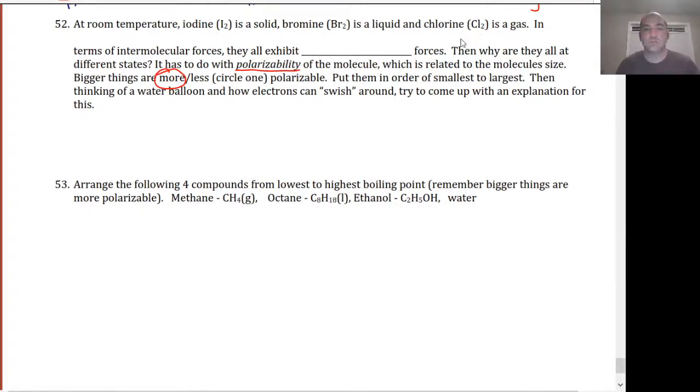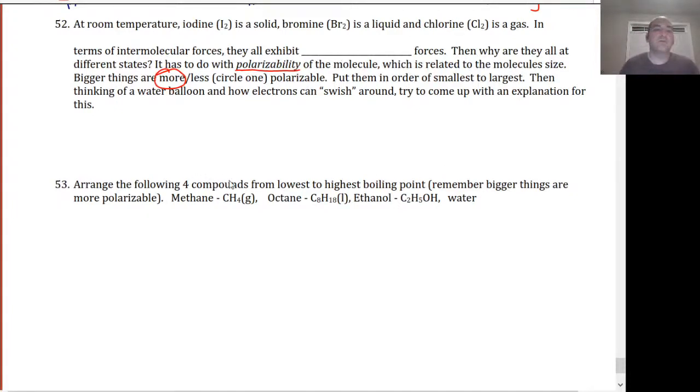So that tells you something at room temperature. That tells you something about their intermolecular forces. Iodine is going to have the strongest forces, bromine the next strongest, and chlorine the weakest. And that's directly proportional then to their sizes. So iodine is the largest with the most electrons, therefore the most polarizable and the strongest dispersion forces. Bromine next, and then chlorine's the weakest.